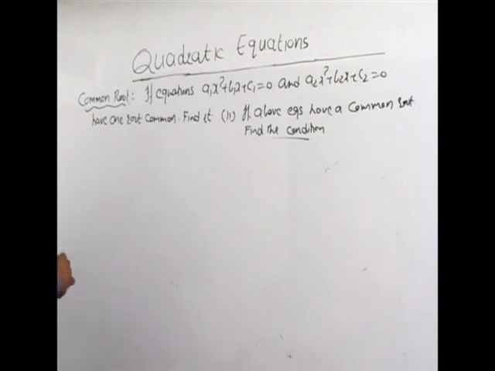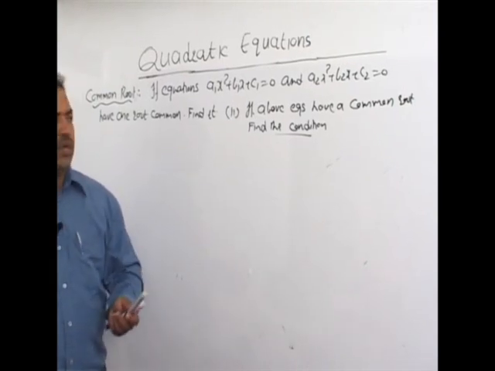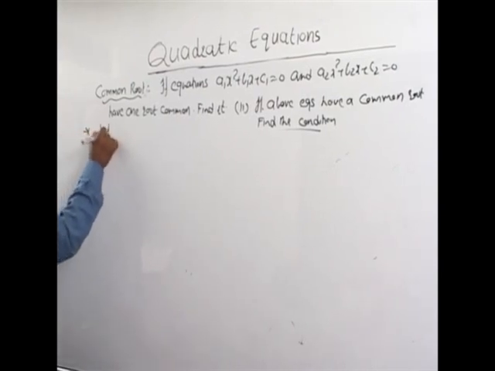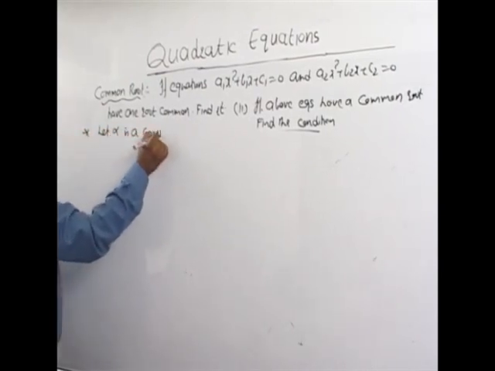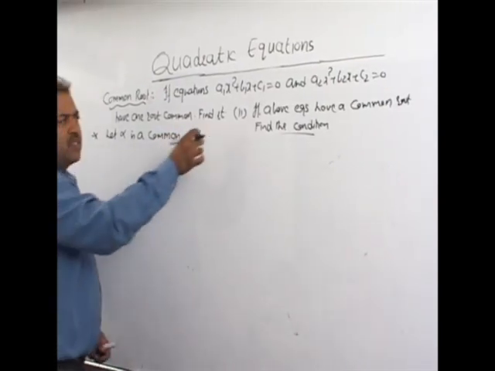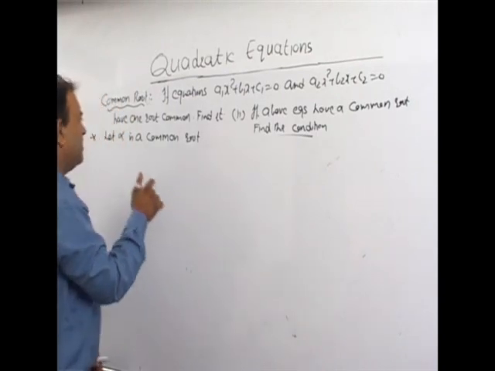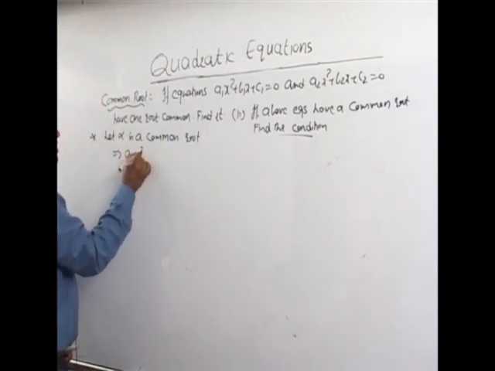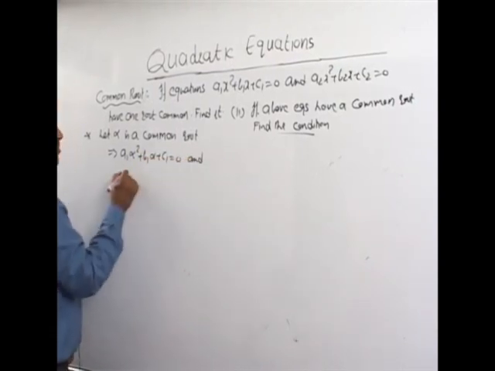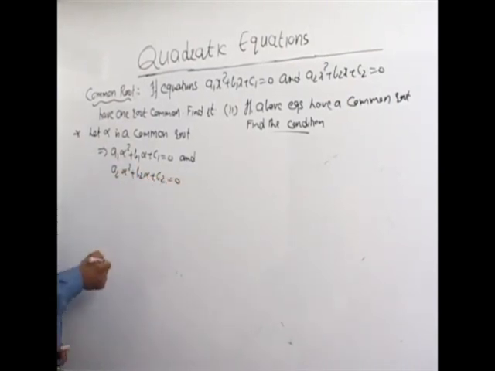In a question of common root, you may be asked to find the common root of quadratic equations. Two equations will be given. So what is the procedure for that? We start this way. Let alpha be a common root, which means alpha must satisfy this equation and alpha must satisfy this equation. That means a1 alpha square plus b1 alpha plus c1 is equal to 0, and a2 alpha square plus b2 alpha plus c2 is equal to 0.